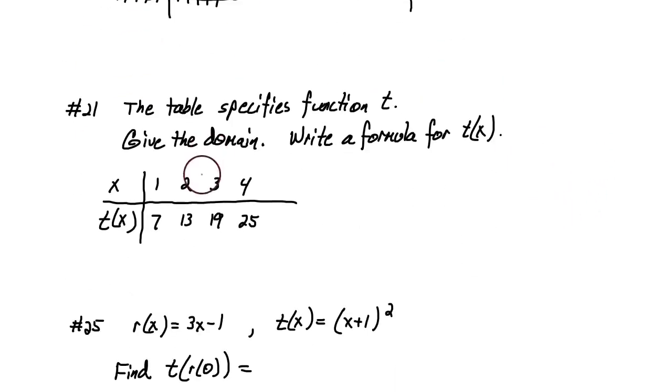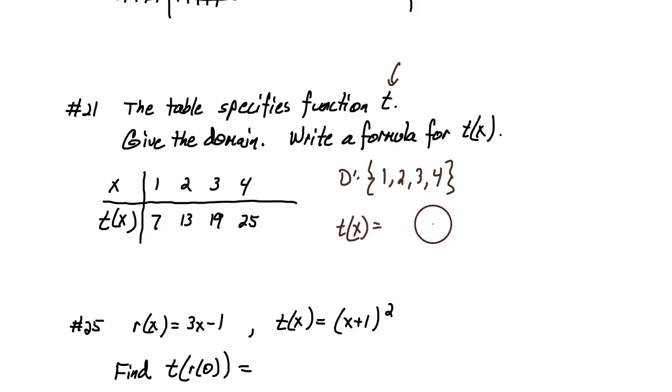Number 21, we have a table of values, and we're told that it makes the function called t. Find the domain of the function. The domain is the list of all the x values. So that's a 1, a 2, a 3, and a 4. Now we're asked to write a formula for t of x. We want to write down t of x equals, and then figure out an accurate formula.